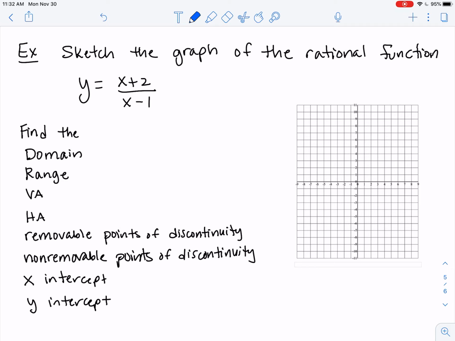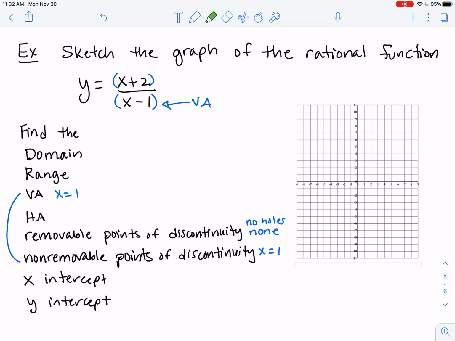Okay, so vertical asymptote. Well, maybe let's start with holes. The top is its own group. The bottom is its own group. Nothing cancels. That means there are no holes. So there are no points of discontinuity. I'll put none here. Okay. Now, non-removable points of discontinuity. That goes with your vertical asymptotes. Vertical asymptotes are found looking at the denominator of your rational function. So x equals 1. That is a non-removable point. It's a vertical asymptote.